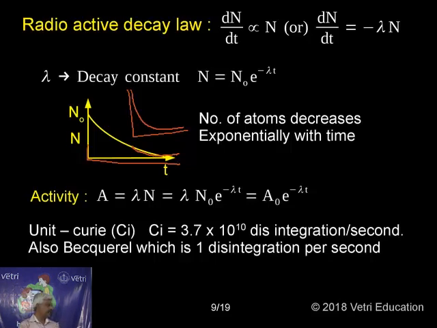Generally, the unit is Curie. 1 Curie is equal to 3.7 into 10 power 10 disintegrations per second. Also becquerel, which is 1 disintegration per second. 3.7 into 10 power 10 disintegrations per second is called 1 Curie. 1 becquerel is nothing but 1 disintegration per second.